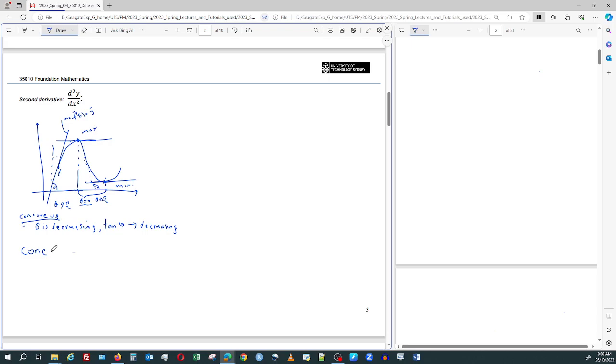Depends on what's going on. This one will be going concave down, and we'll be having theta doing what? Getting larger and larger. So in terms of our tangents, we're starting to get larger and larger as we move along here. The angle will be getting larger and larger. And that means the tangent is increasing.